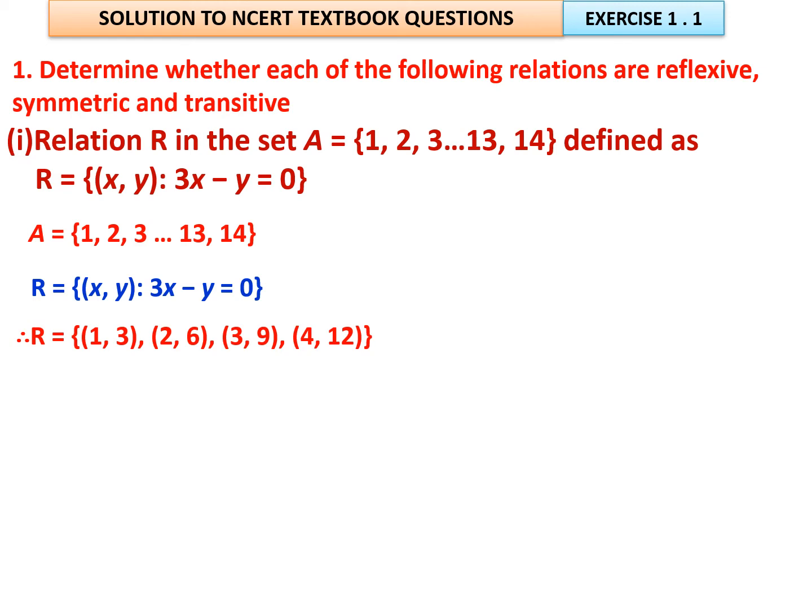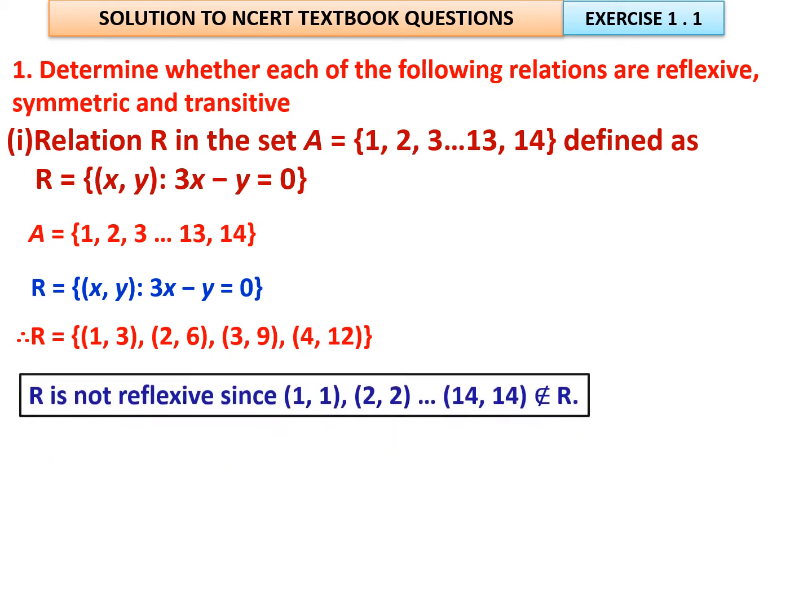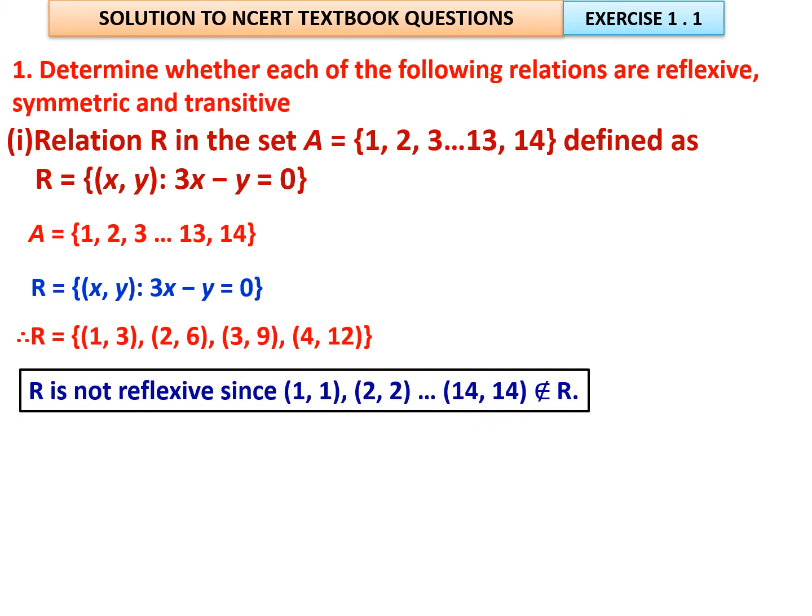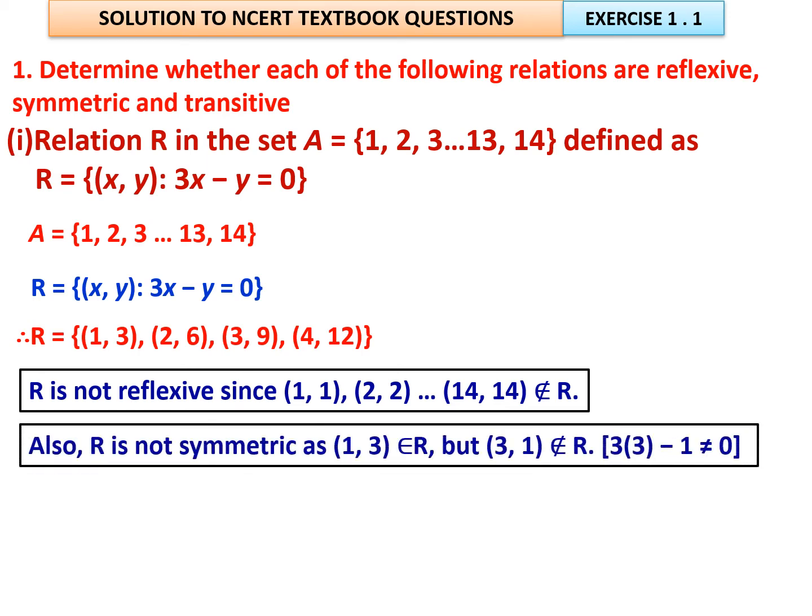When we take 1, it will be 3. When you take 2, it will be 6. When you take 3, it will be 9. When you take 4, it will be 12. But when you take 5, it will be 15, and 15 is not available in the given set. Therefore, it has only a finite number of elements. It is not reflexive. Why? Because 1, 1 is not there, 2, 2 is not there. Therefore, not reflexive. Let us see whether it is symmetric.